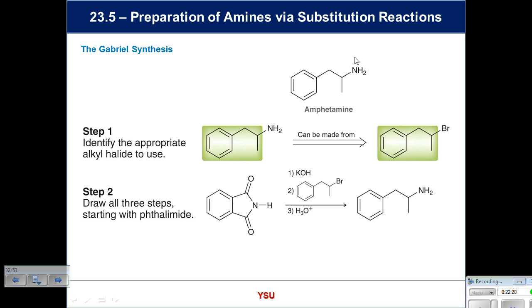We recognize that the N part of this material came from the starter material down here. And the name of this starter material is phthalimide.